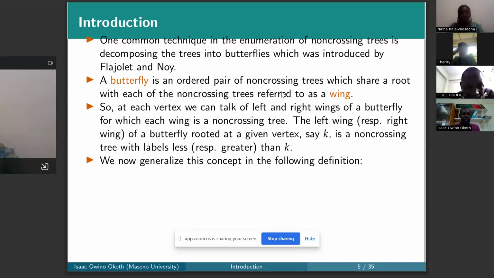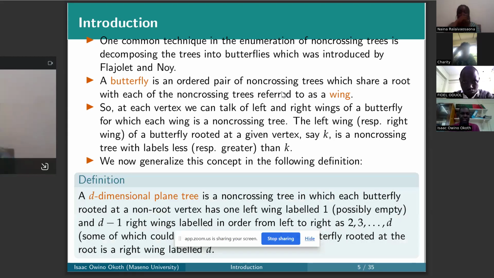So we can now generalize this definition and define the structure we are going to enumerate, and that is a d-dimensional plane tree, which we define as a non-crossing tree in which each butterfly rooted at any non-root vertex has one left wing, labeled 1, and then d minus 1 right wings, labeled 2 all the way up to d. And we note that the butterfly rooted at the root of the tree is always considered as the right wing, labeled d.